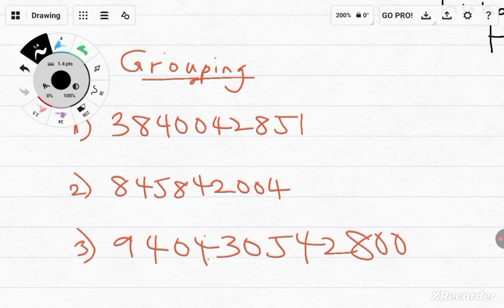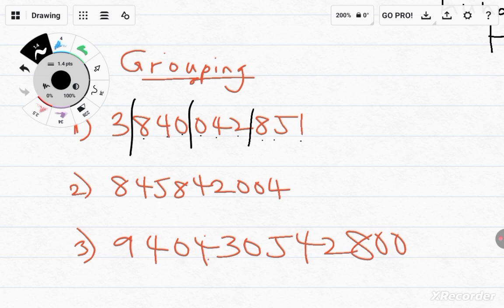What does it mean to group numbers in threes? You count them in threes and you divide them. So for example, you have 1, 2, 3. You divide. Then you count again 1, 2, 3, and divide. Once you have divided them into groups of three, what do you do? You start labeling from behind.